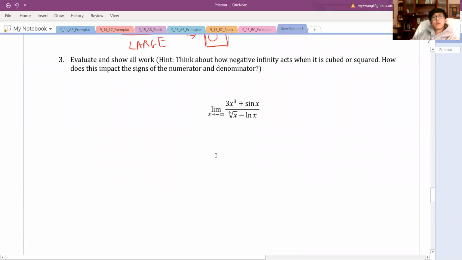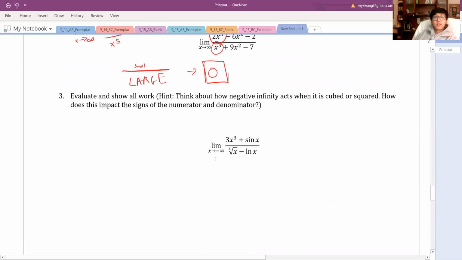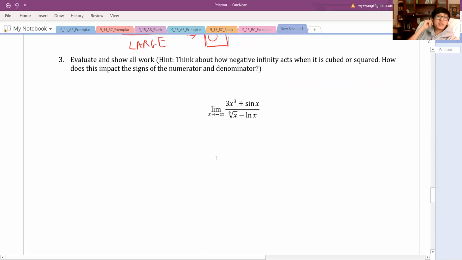Okay, evaluate and show all work. Okay, so this is going to negative infinity. This is probably one of the harder problems on the whole packet, because negative infinity problems can be very confusing, because not only do you have to think about dominance, you have to really think about how the negative infinity plays into whether the function is positive or negative, stuff like that.